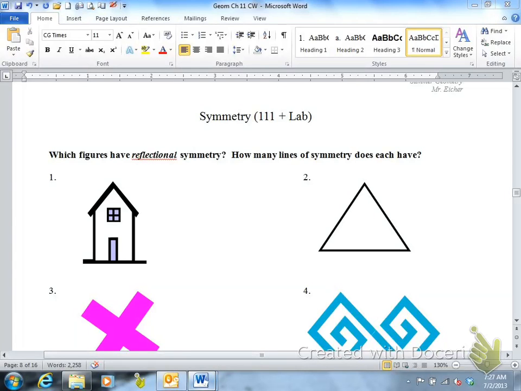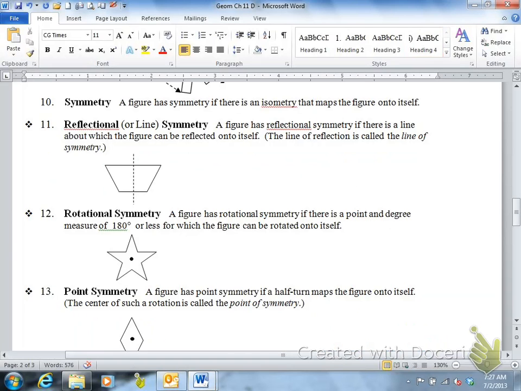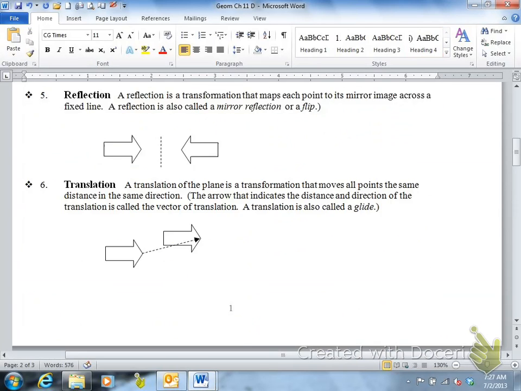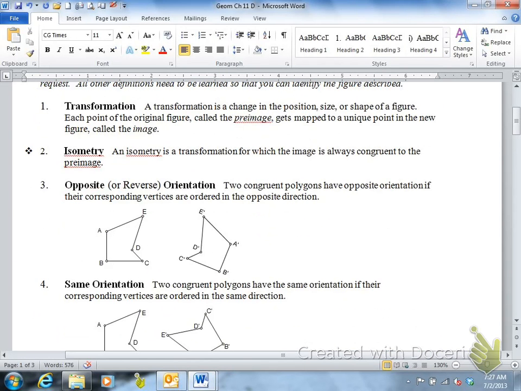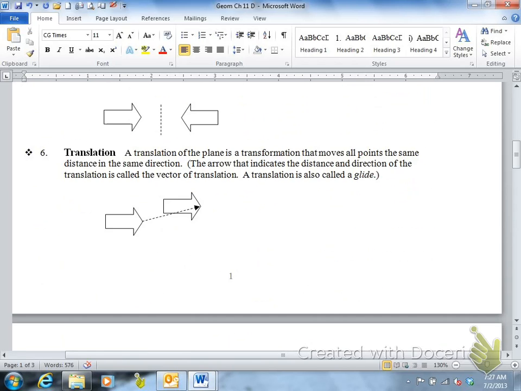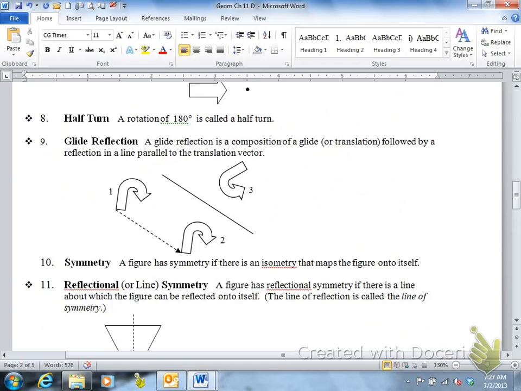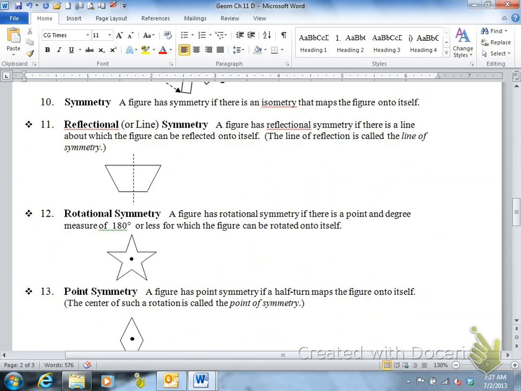There are different types of symmetry if you look on your definitions. The definition of symmetry is: a figure has symmetry if there is an isometry that maps the figure onto itself. You might remember from a previous definition, an isometry is a transformation for which the image is always congruent to the pre-image. So same shape and size, but it's either going to be rotated, reflected, or translated. Those are different isometries. So symmetry is when there is an isometry that maps the figure onto itself.